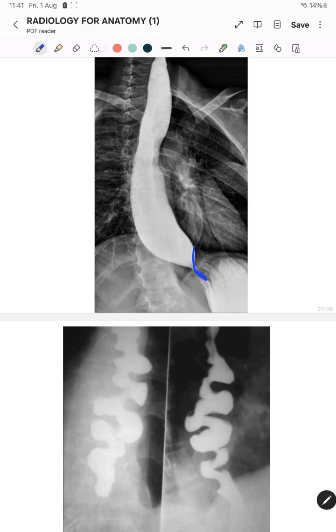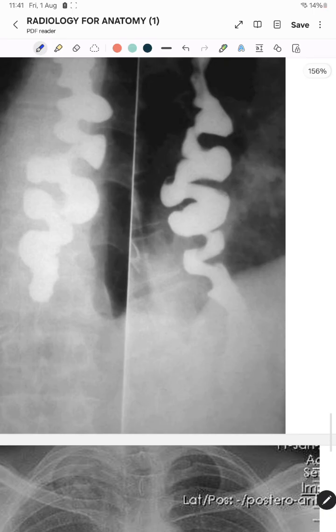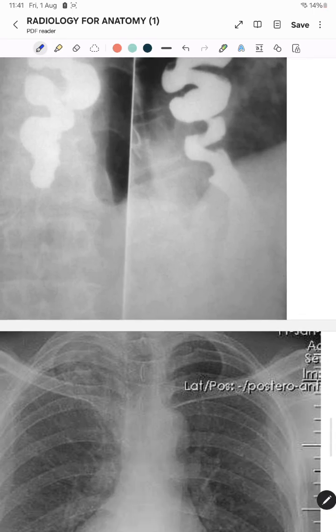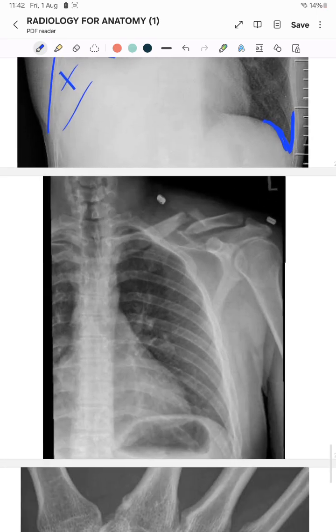So some of the deformities: this is the example of achalasia cardia, in which a beak shaped appearance of the esophagus appears. This is the example of diffuse esophageal spasm, which shows the typical corkscrew appearance. This is the example of pleural effusion. See on this side the costophrenic angle is not obliterated, while here there is no costophrenic angle, and hence this is the example of pleural effusion.